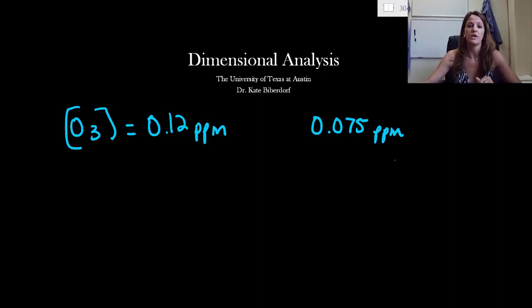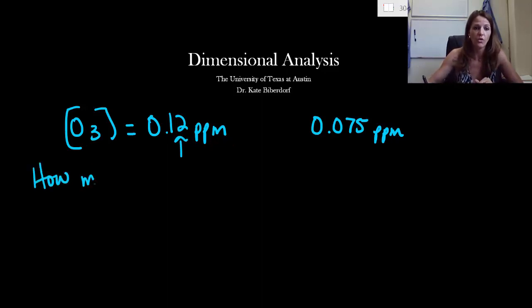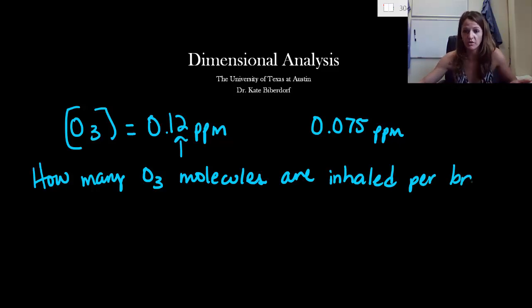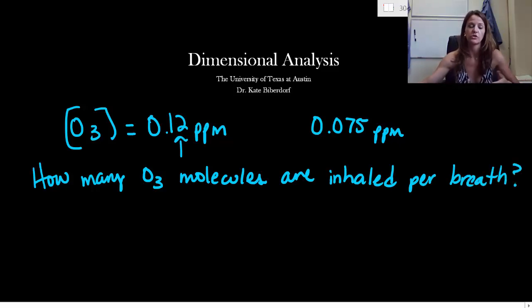So what we want to do now is look at this number and try to determine what that means on a molecular level. So we want to answer the question, how many ozone molecules are inhaled per breath? And this would be just for our specific example. This is not a global term, obviously. So at a concentration of 0.12 ppm, how many ozone molecules would we be, in theory, inhaling per breath?